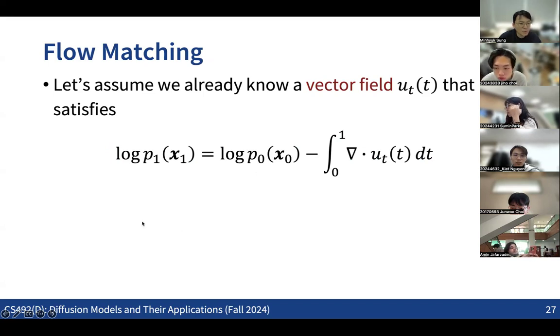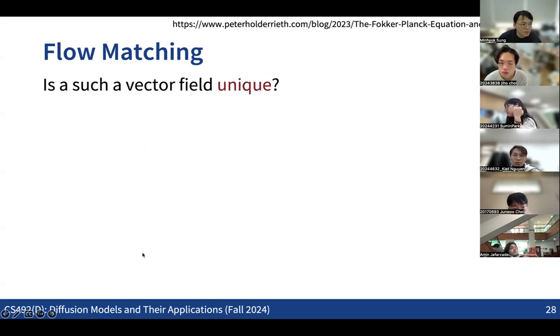Here, one quick question is: is such a vector field unique or not? Any guess? Given any two probability distributions, if we consider having a vector field mapping one to the other, would there be a unique vector field or multiple vector fields?